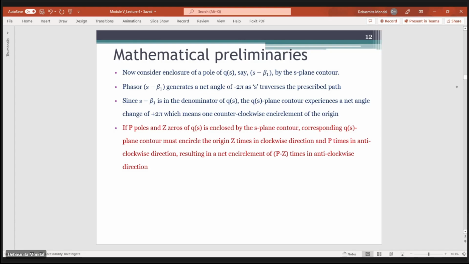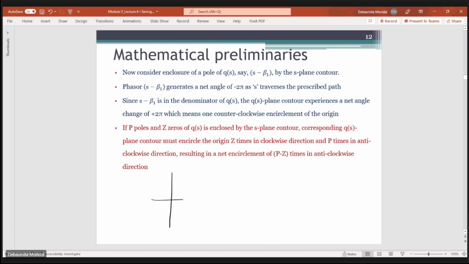Since this is a pole, it is present in the denominator. So the phase angle contribution in the QS plane contour would experience a change in net angle of +2 pi. So for each pole of QS which is enclosed by an S plane contour, the phase angle changes accordingly.